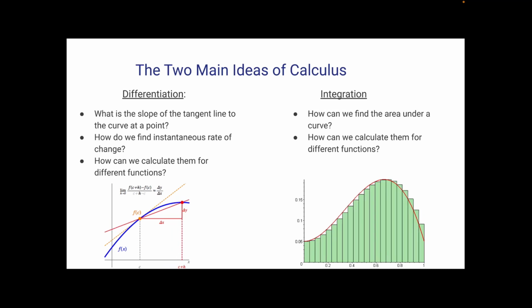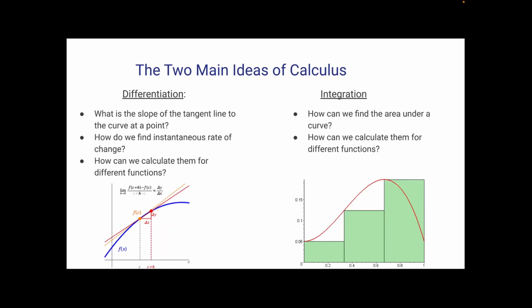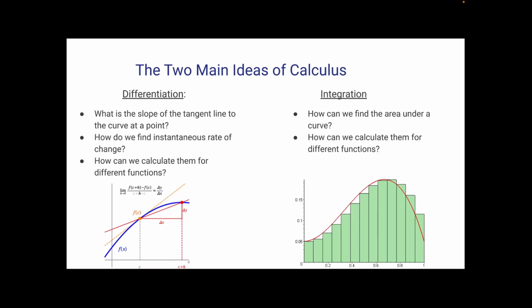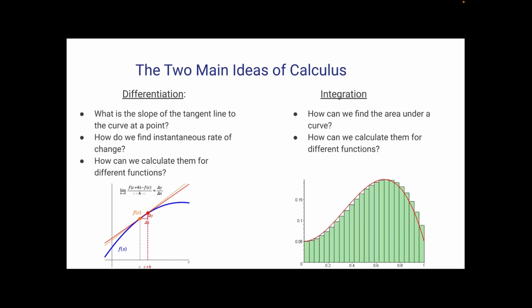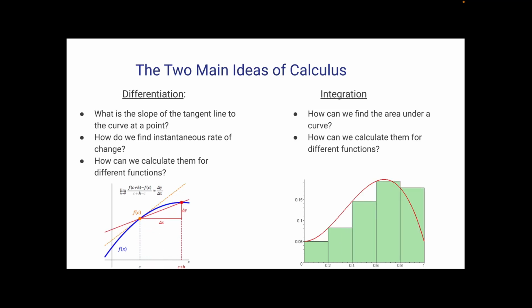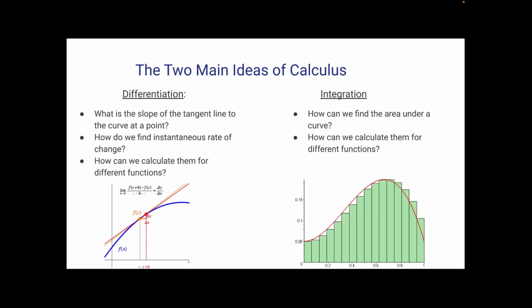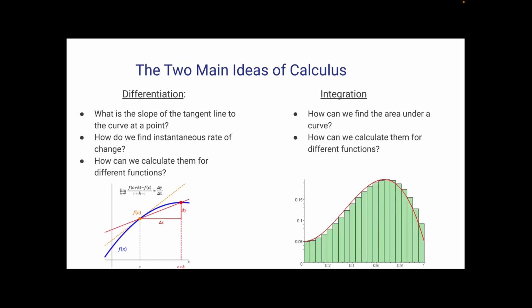Integration, on the other hand, allows you to find the area under a curve bounded by the x-axis, and this is done through breaking the region up into a lot of rectangles and adding them up together, as shown in the right picture. By doing so, it could approximate the area under the curve better, and as the amount of rectangles approaches infinity through a limiting process, we can get the exact answer.